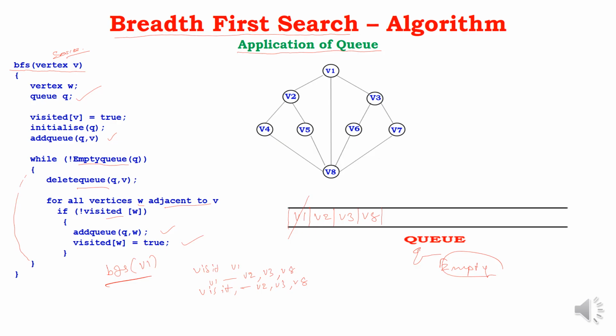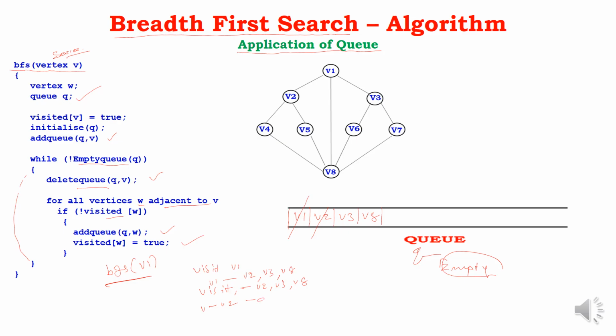Yes, Q has 3 elements. It is not empty. Then delete one more. Now V is V2. Delete. V2 is deleted. Delete Q, you may get V. V is the new node, that is the front node V2. V2 is deleted. For all vertices W adjacent to V2.